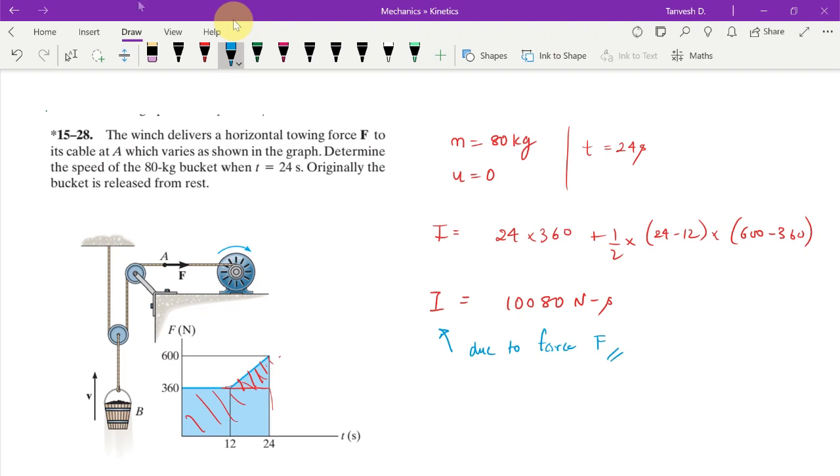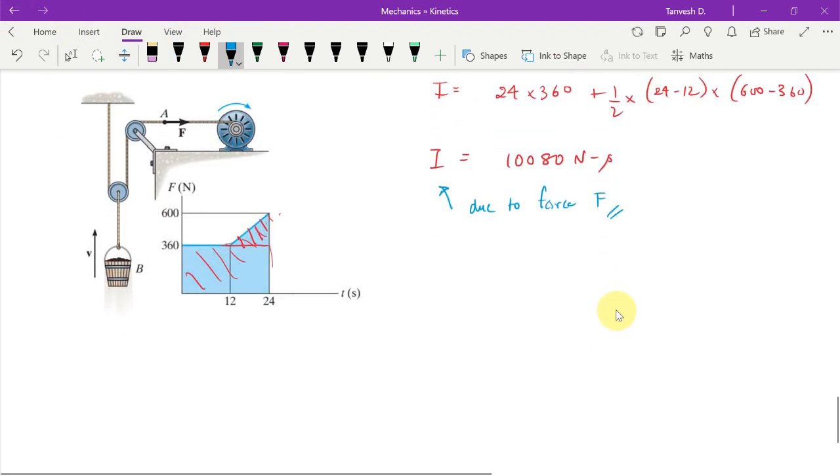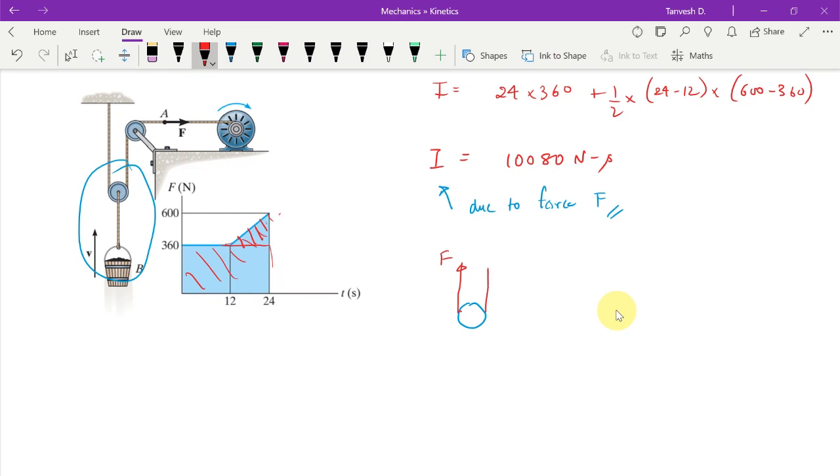If I draw the FBD of the bucket, if I draw the FBD of this point, I will get two forces: F this way, and one force acting downwards, which is the weight of the bucket, which is 80 into 9.81. So this is not the total impulse. It is the impulse due to one of the F.